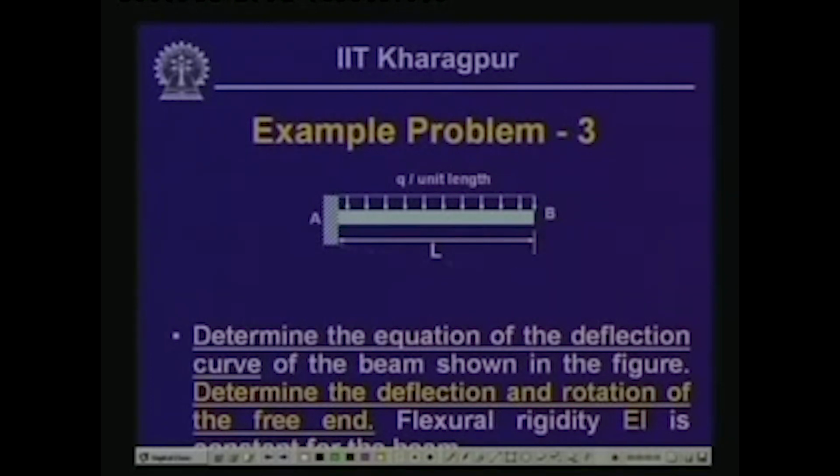Now, it is a different type of beam. The beam is fixed at end A and is free at the end B, and thereby, as we know, this is a cantilever beam, subjected to a uniformly distributed load of q per unit length. What you will have to do is determine the equation of the deflection curve of this beam, and find out the deflection and rotation of the free end, the end B. The flexural rigidity EI of this beam is constant, so right through the EI value is the same.